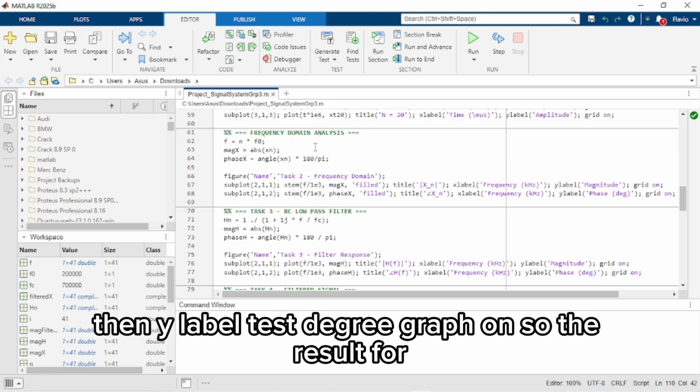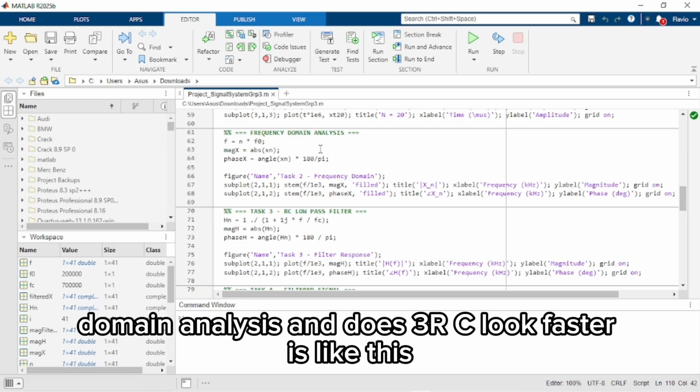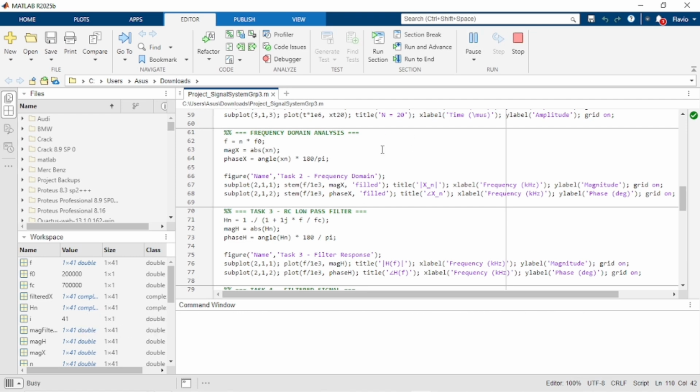So the result for the frequency domain analysis and task 3, the RC low pass filter, is like this.